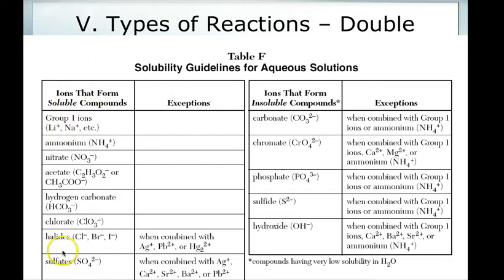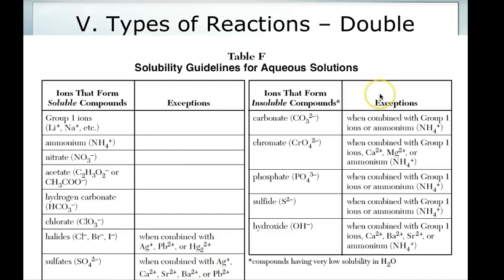All of these substances here always dissolve in water, with some exceptions. So, for example, all of the halogens are soluble in water unless the halogen is combined with one of three elements: silver, lead plus 2, or mercury. So if you have a halogen with one of these three elements, it is not soluble. Otherwise, it is. If you have a ternary compound with sulfate, it is always soluble unless the sulfate is combined with Ag, Ca, Sr, Ba, or lead plus 2.